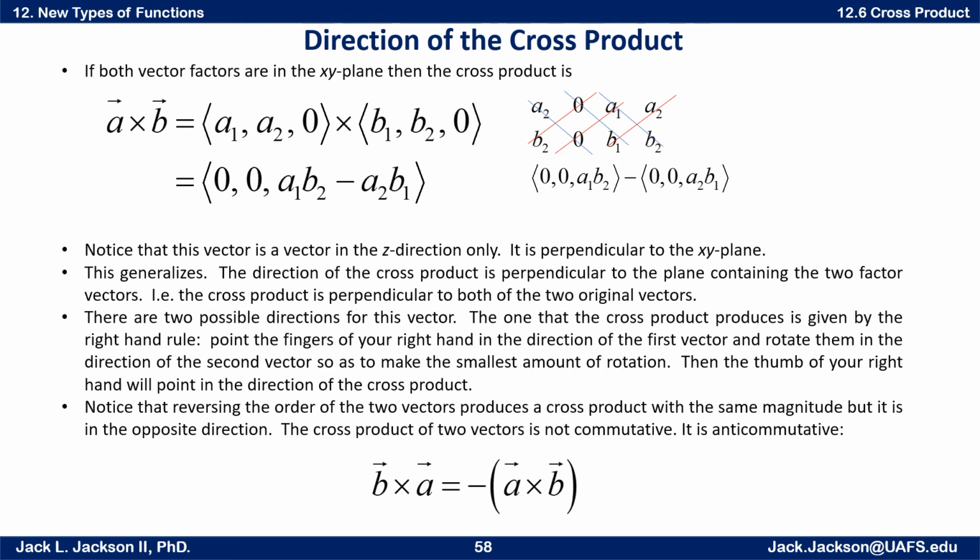Okay. Now there's two ways that this works out. It turns out that the way it works is by the right-hand rule. If you point your fingers of your right hand along the vector A and rotate them the smallest way you can to get to vector B, your thumb is going to point in the direction of A cross B. And of course, if you do B cross A, you're rotating the other way, and so the vector points the other way around.